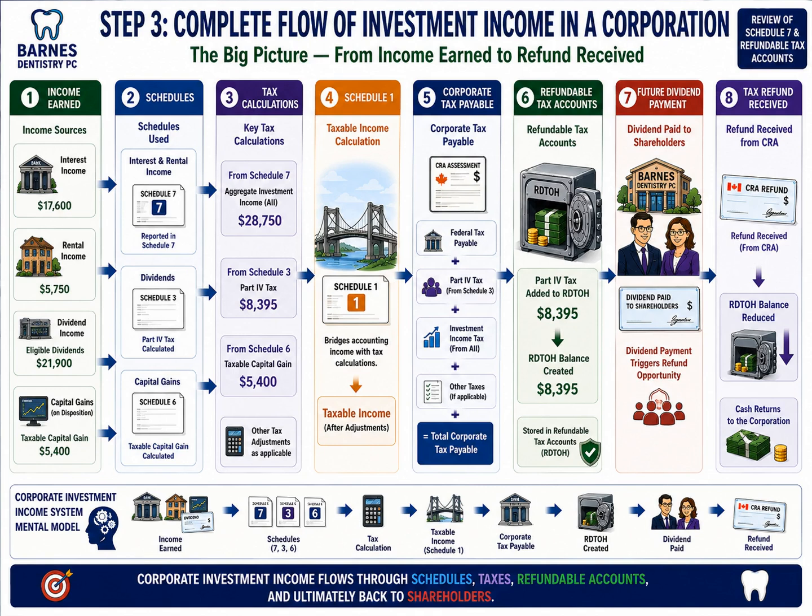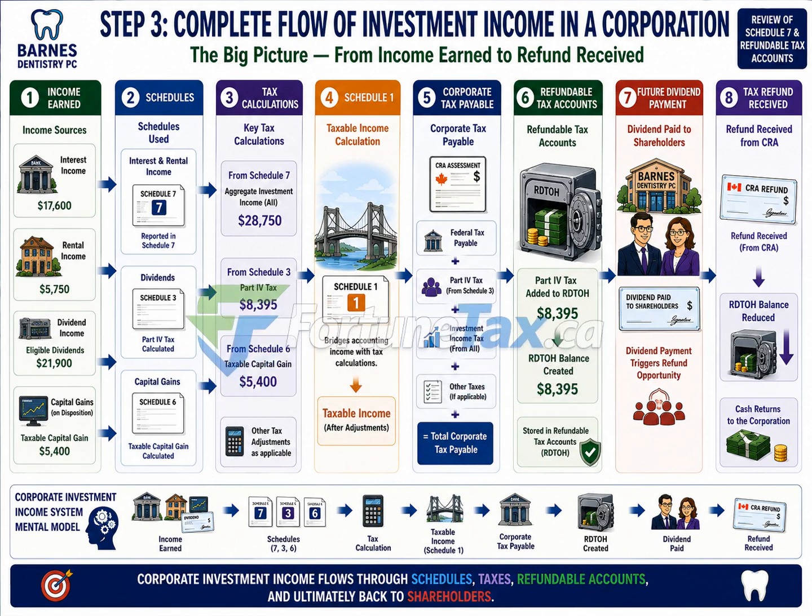The next stage is reporting. Each type of income follows its own path. Interest income and rental income flow into Schedule 7. Dividend income flows into Schedule 3. Capital gains are first reported in Schedule 6. This is the first important lesson. Different types of income have different reporting schedules, but those schedules are not isolated. They are all connected.